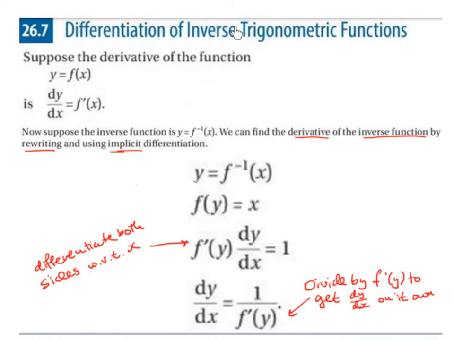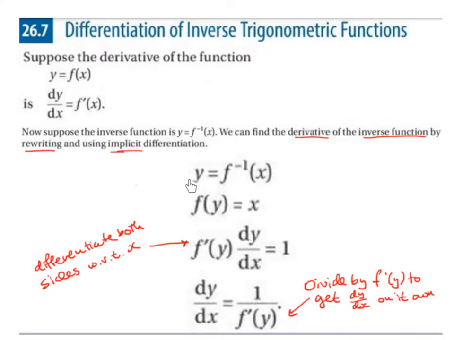Differentiation of inverse trigonometric functions. Suppose the derivative of the function y equals f of x is dy/dx equals f prime of x. Now suppose the inverse function, f to the power minus 1, is the inverse function. We can find the derivative of the inverse function by rewriting and using implicit differentiation.